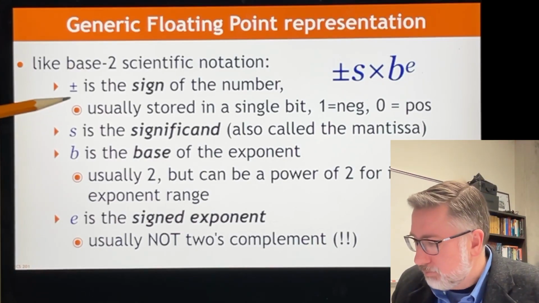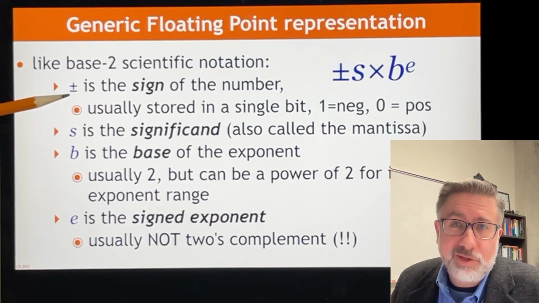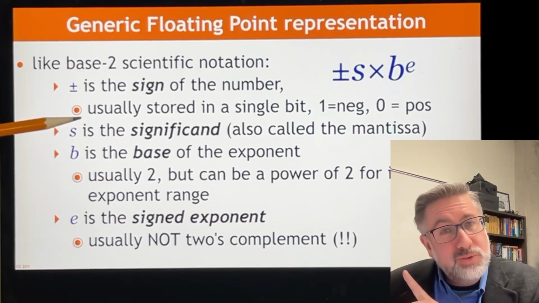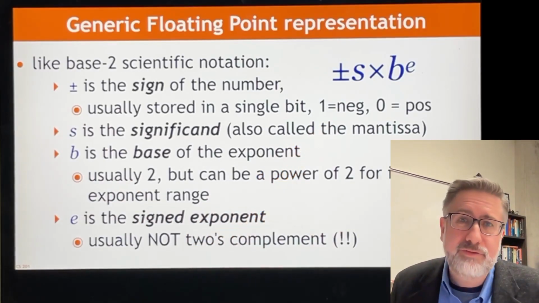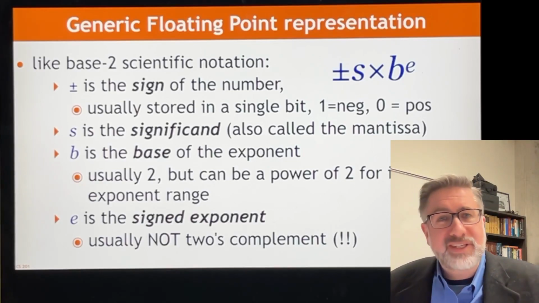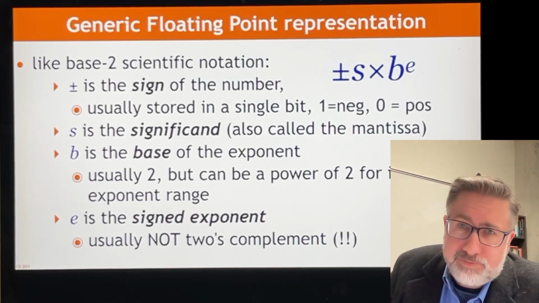So plus or minus, the sign, this is going to be the sign of the number. We're going to store this as a single bit, and for consistency with 2's complement, we're going to say that if that bit is 1, then the number is negative, and if that bit is 0, then the number is positive.